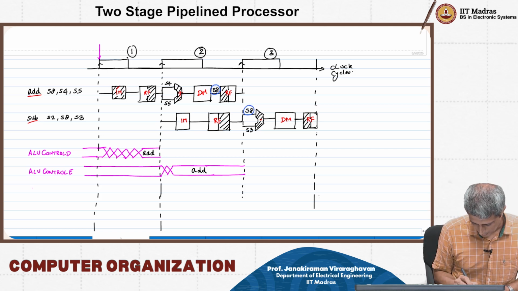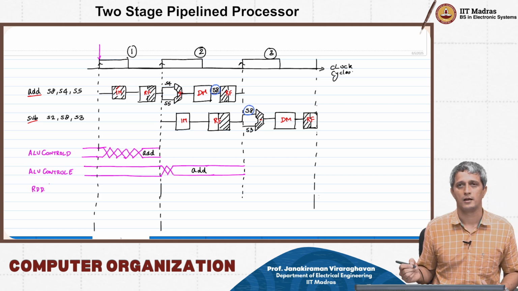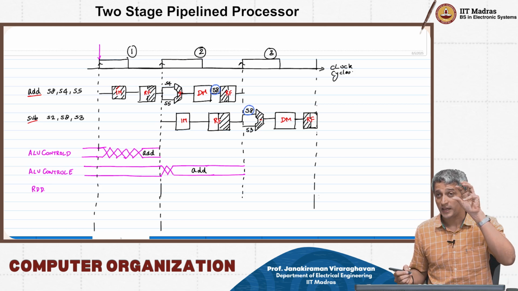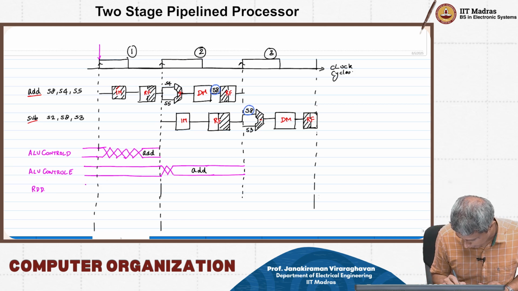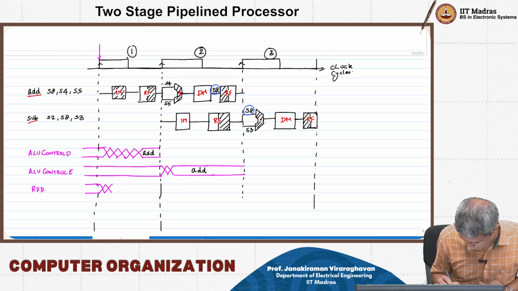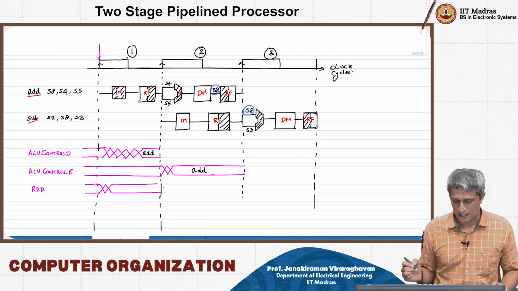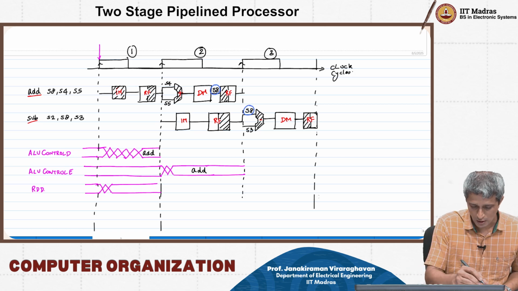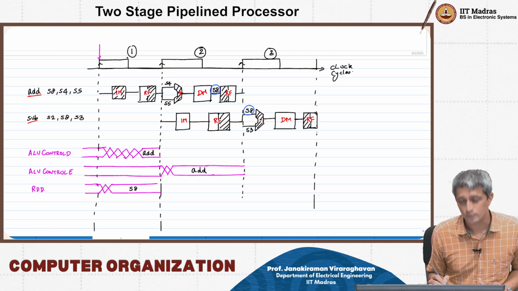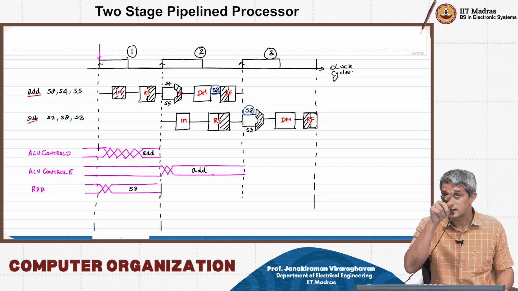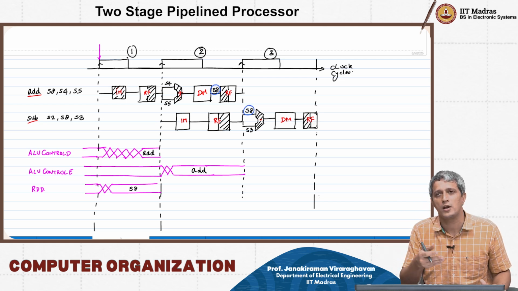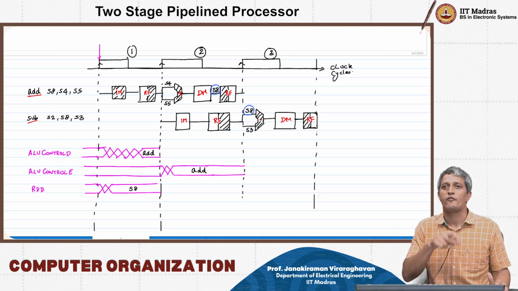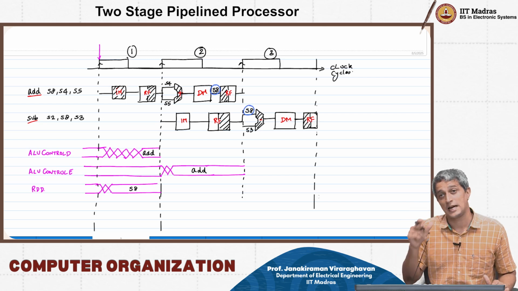If you look at this, the RDD signal, that is the destination address in the decode phase, is already there from the instruction. So it will just settle to its final value very quickly, right? And in this case, this happens to be what? S8, right? But this RDD signal is now going to change in the next operation, right? And that is anyway not going into my register file address. That is the RDE.